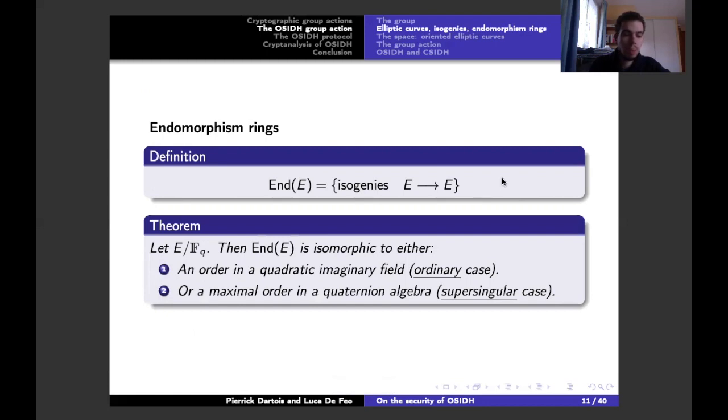Over a finite field, this ring is either an order in a quadratic imaginary field, this is the ordinary case, or a maximal order in a quaternion algebra, this is the supersingular case. If you are not familiar with quaternions, you just have to keep in mind that those are non-commutative four-dimensional extensions of Q. Orders have the same definition that we introduced before, and maximal orders are simply maximal for the inclusion. In isogeny-based cryptography, we often use supersingular elliptic curves for security and efficiency reasons.